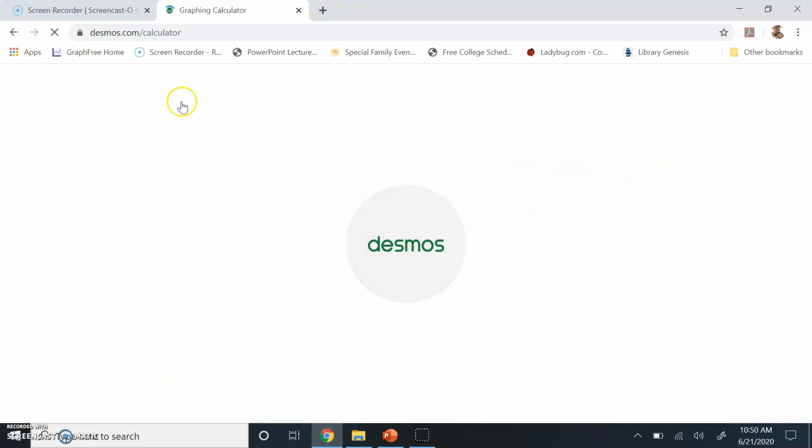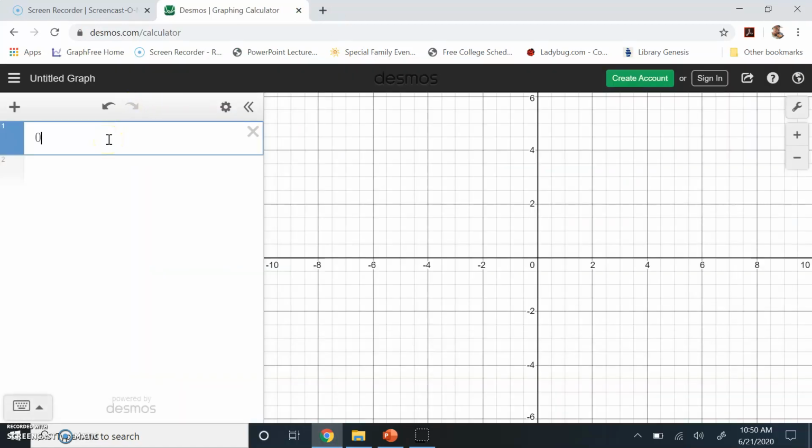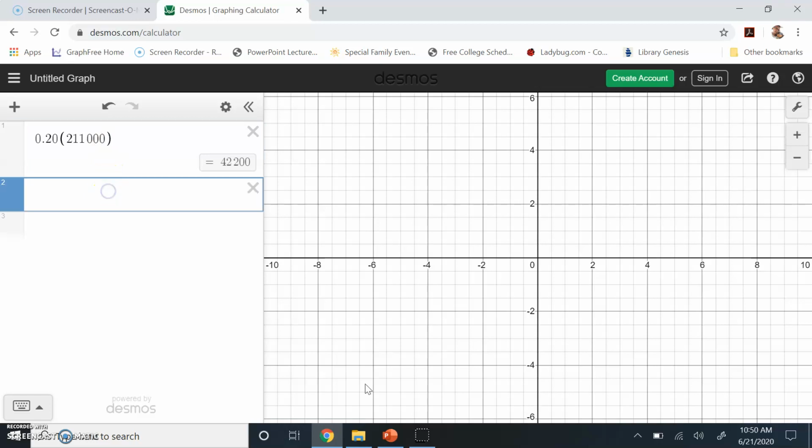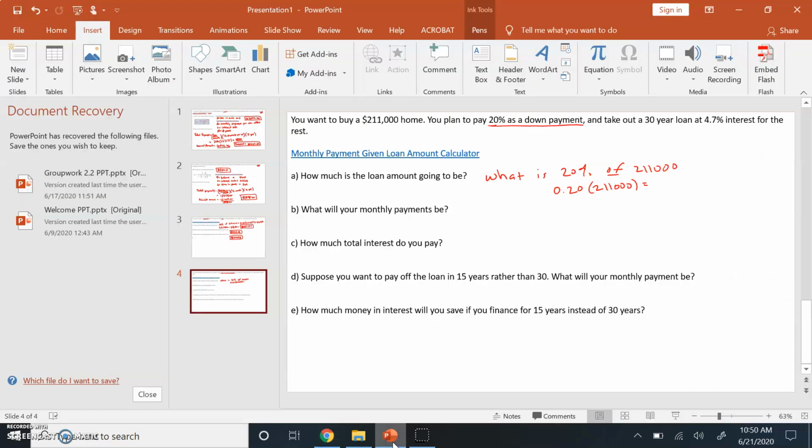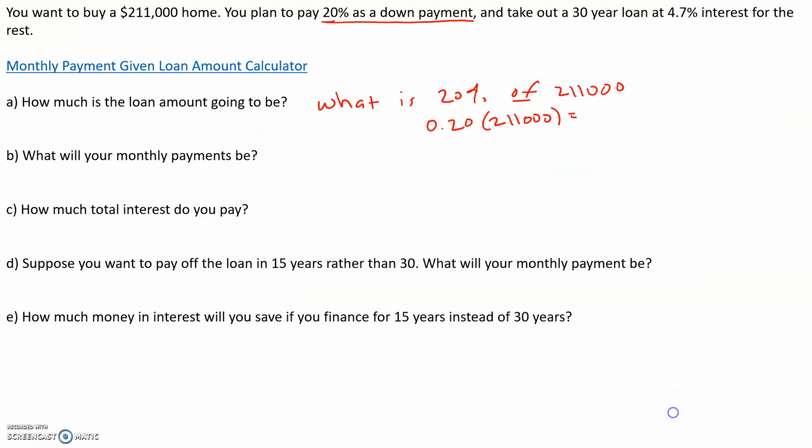Okay, so you can pick your favorite calculator, and we have 20%, which is 0.20. The word of is multiplication of 211,000. So that's $42,200. That is going to be the down payment. That's how much money you're going to have to come in with. So when you have this much money saved up, that means you can buy a house that is $211,000. If you're paying that much cash, then the loan amount is going to be decreased by that much.